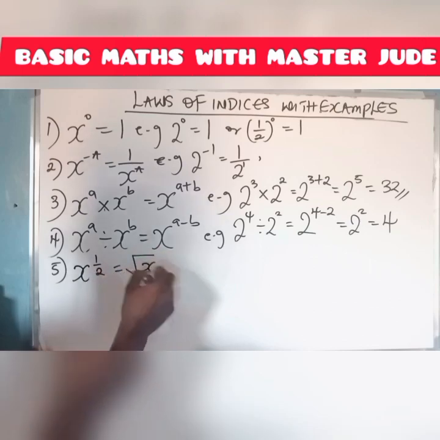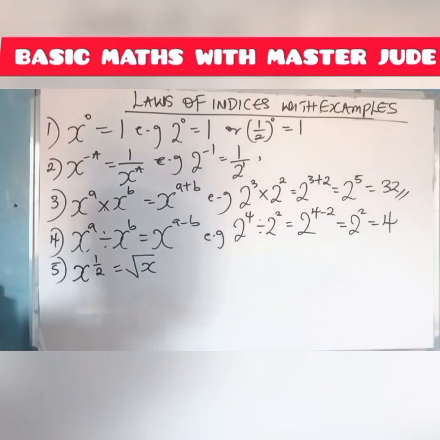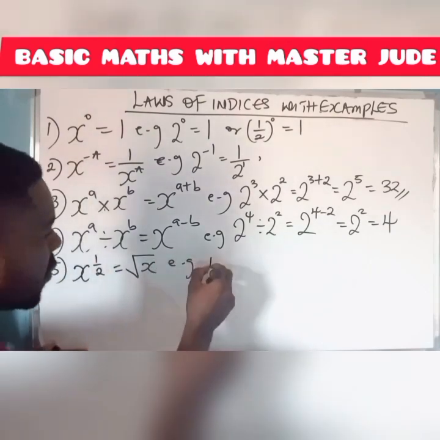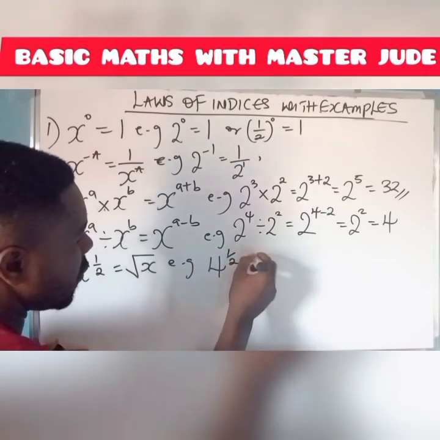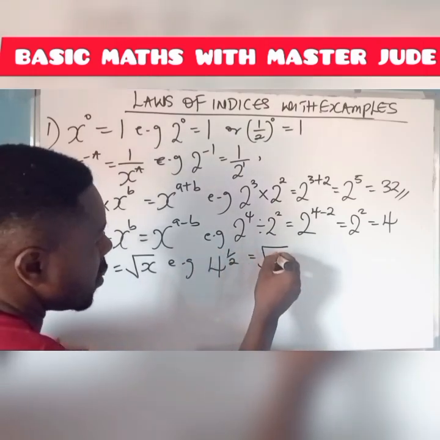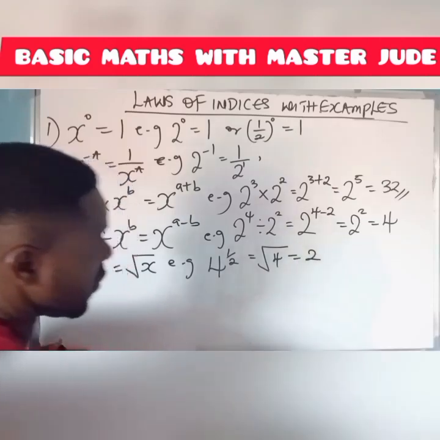Now let's continue. Number 5 says x raised to the power 1 over 2 is the same thing as the square root of x. Any number raised to the power of half is the same thing as the square root of that number. Example, 4 raised to the power 1 over 2 is the same thing as the square root of 4, and the square root of 4 is what?